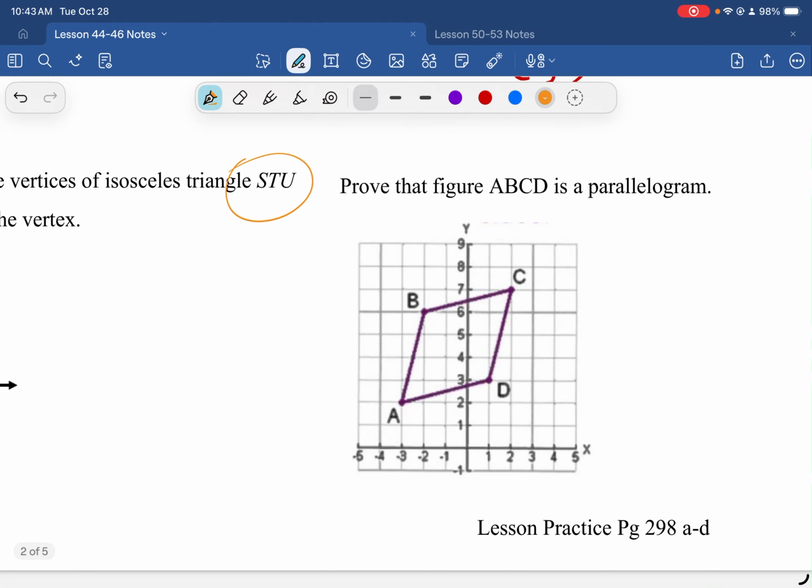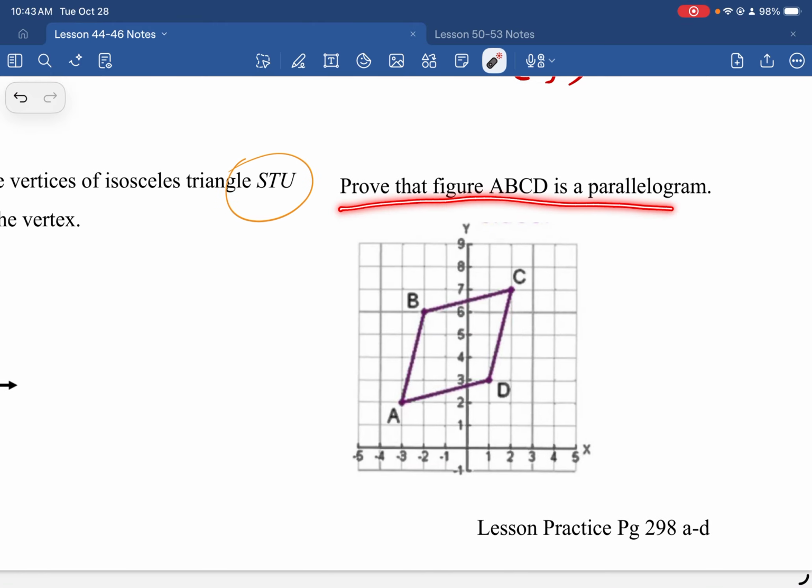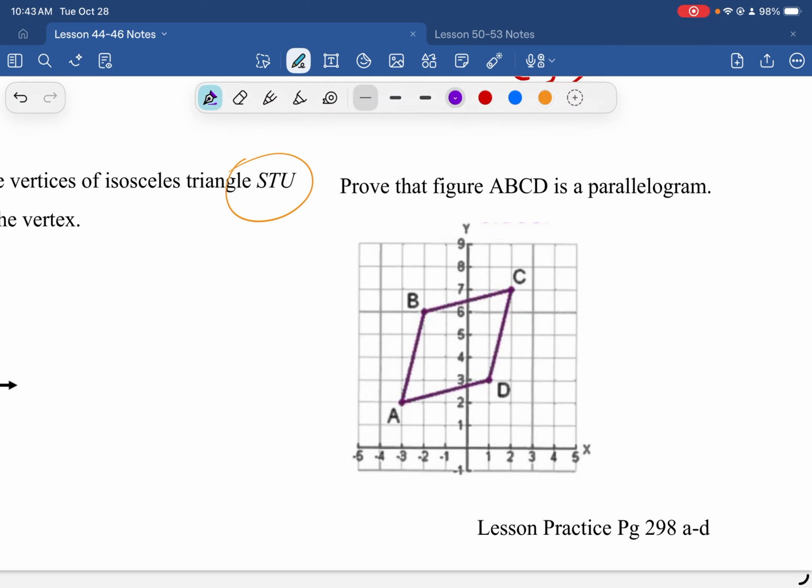All right, last but not least, prove that the figure ABCD is a parallelogram. Remember, parallel. So if I can prove that this is parallel to this, and that this is parallel to this, then I will have accomplished what they're asking me to do. So in other words, we're going to write down, is BC parallel to AD? We're going to prove that. And is AB parallel to DC?